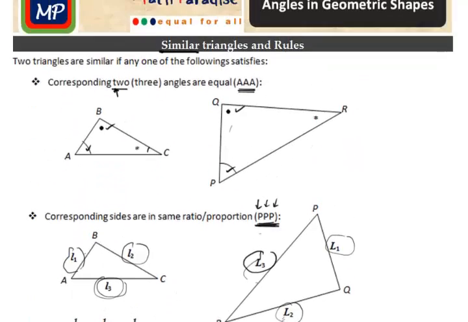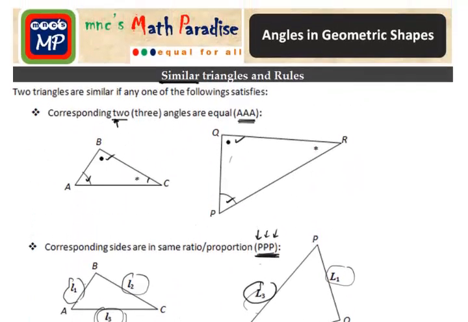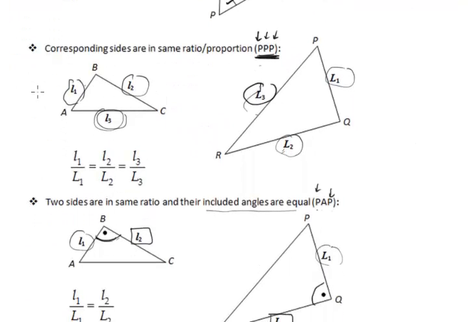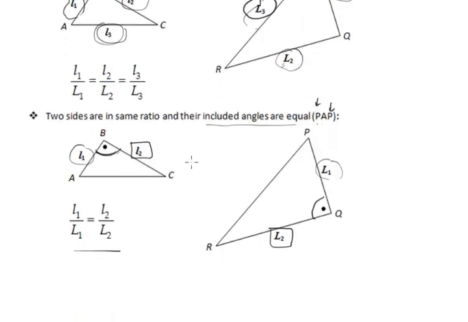So under 3 circumstances we can check whether two triangles are similar or not. One is three angles are equal. Another is the corresponding sides ratio, three sides' proportion is equal, or two corresponding sides' proportion is equal and their included angles are equal. Then we can say the two triangles are similar.